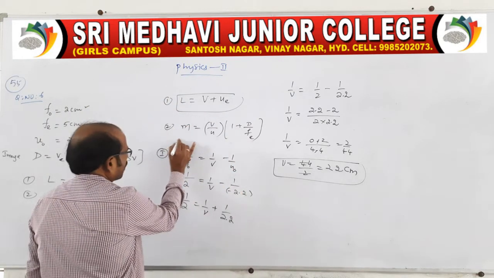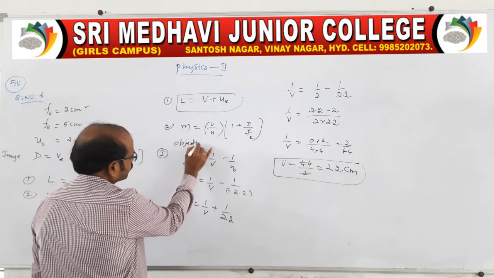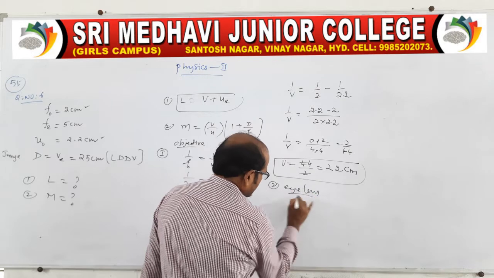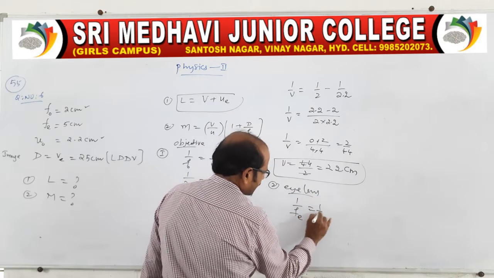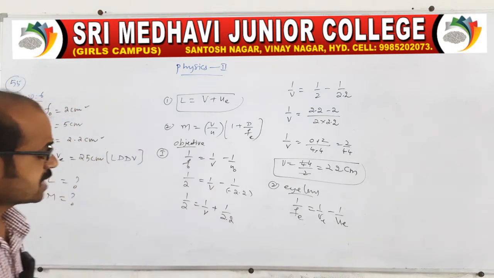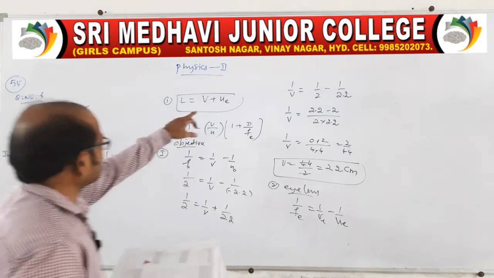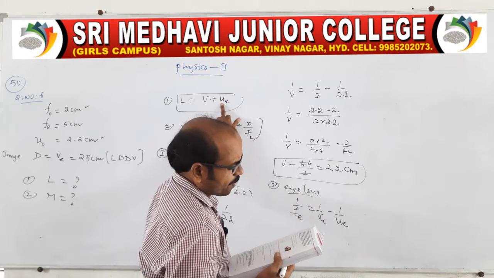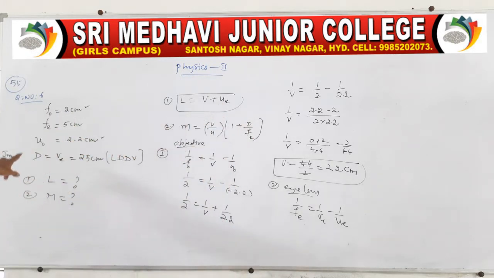By using an objective lens. Now let us move to the eye lens. What about the eye lens? 1 by fe is equal to 1 by ve minus 1 by ue, you take. Because now we have to find ue, because we don't know ue. Clear? So in this, let us say fe is there.